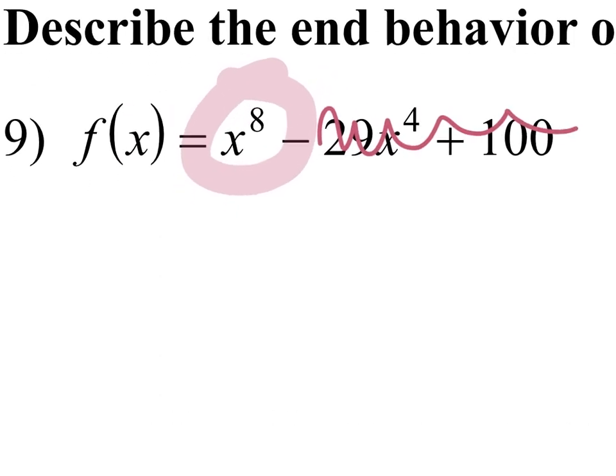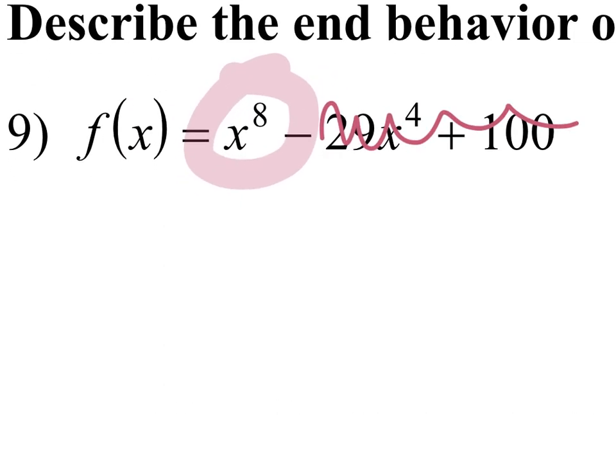So is this positive or negative? Positive. So how's the graph going to end? Up. And is it even or odd? Even. So are they both going to go in the same direction or opposite directions? Same. So it'll be up and up. Remember, if it's positive, it'll always end going up.